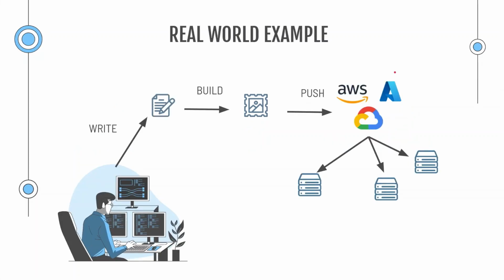In a real world scenario, a developer writes the application and then writes the Dockerfile to define the environment setups. Then it builds the Docker image, and once the Docker image is built, it can be pushed to the cloud. Then the cloud can use this same image to run one or multiple Docker containers.